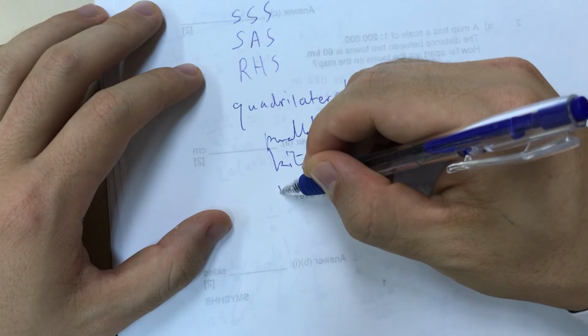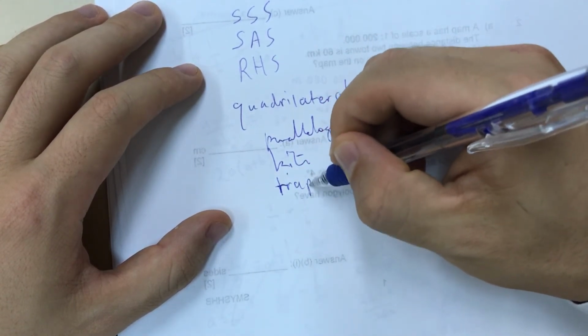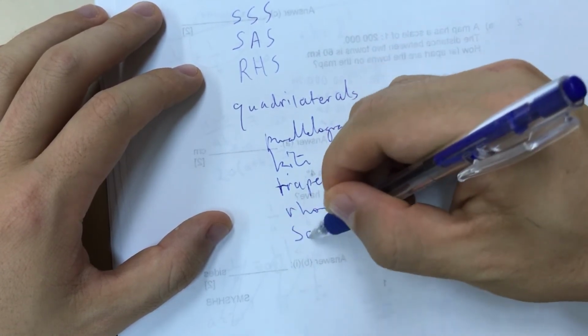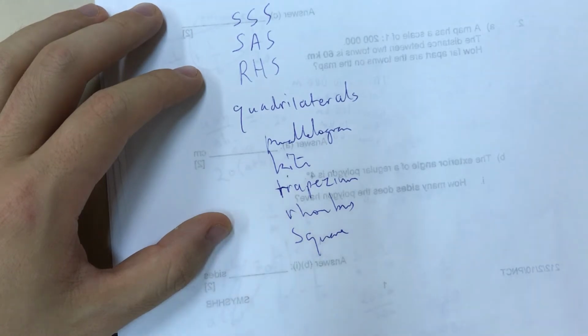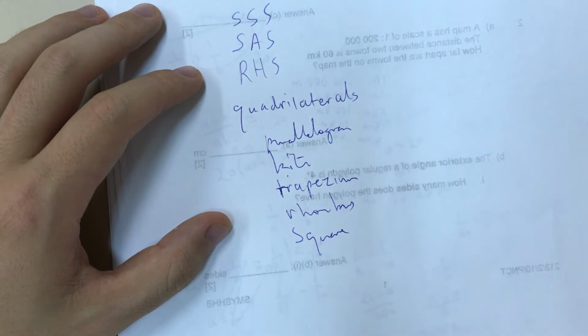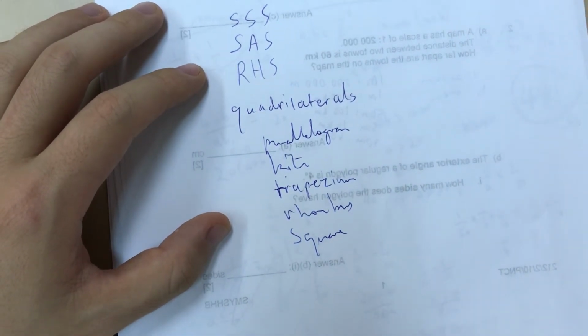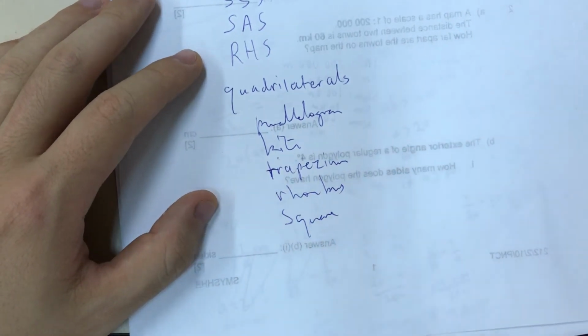Kites, trapezium, sort of, rhombus, square. Not as a list to memorize, but just as a way to exercise our minds. Okay, and we explored them all very rigorously. We tried to prove them if we could.